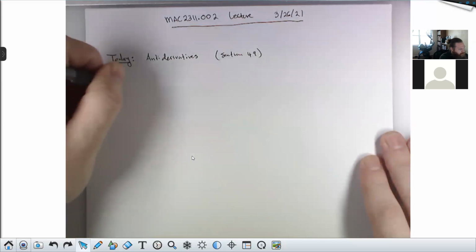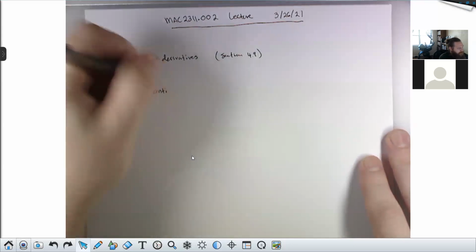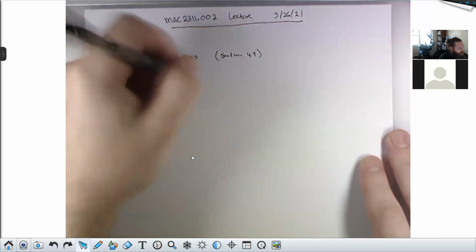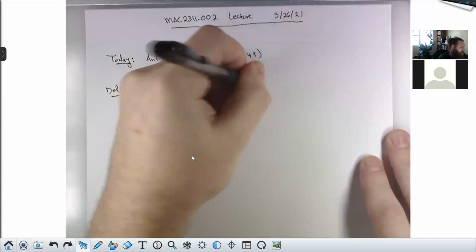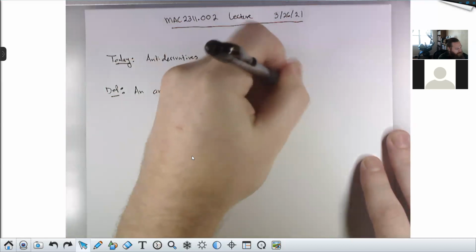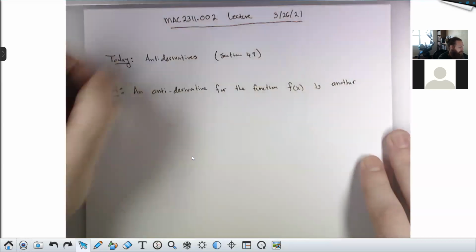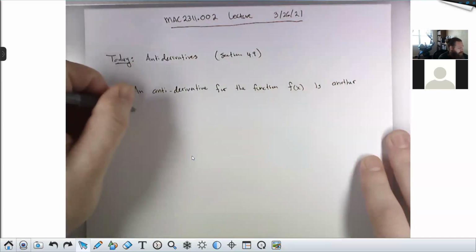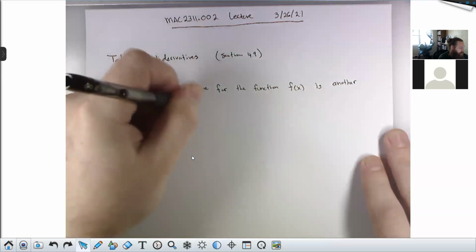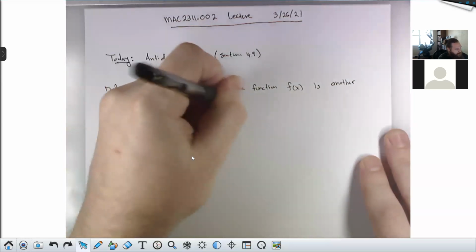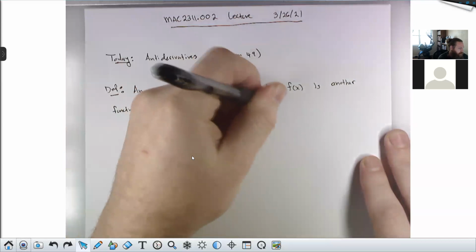As with all things mathematical, we must begin with a definition. An antiderivative for the function, I will use little f of x, is another function, for which I will use big F of x, satisfying big F prime of x is equal to little f of x.